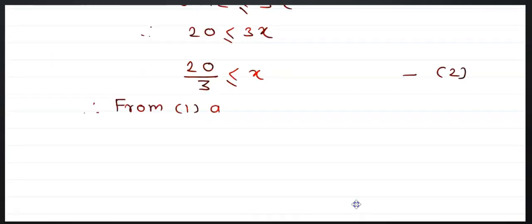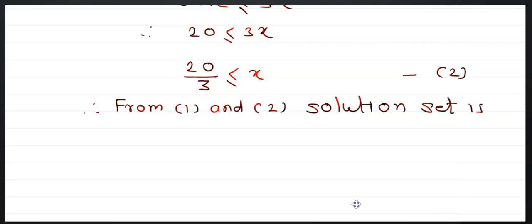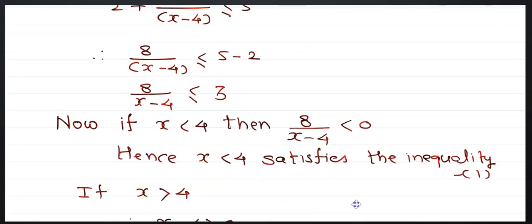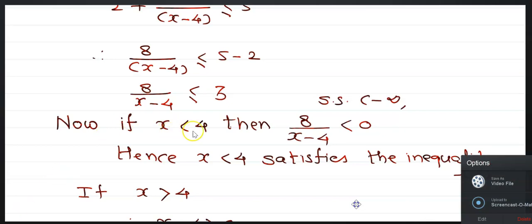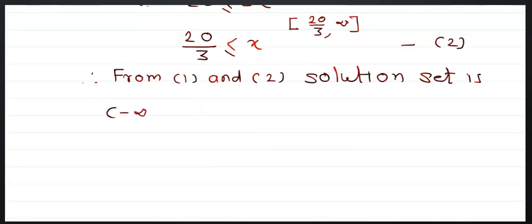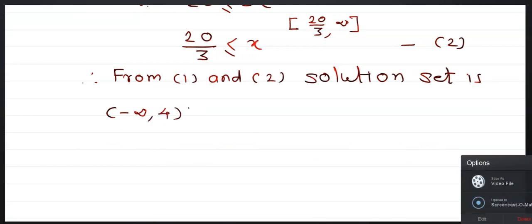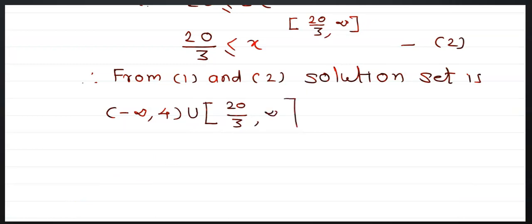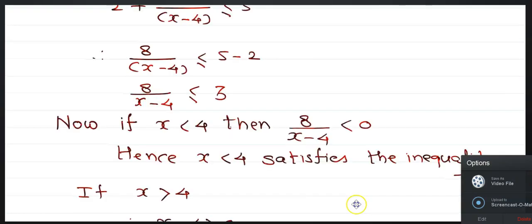This is case 2. Therefore, from 1 and 2, we have the solution set. One is x less than 4, and x less than 4 means minus infinity to 4. And next is 20 upon 3 up to infinity. These are the numbers. You can see again here.